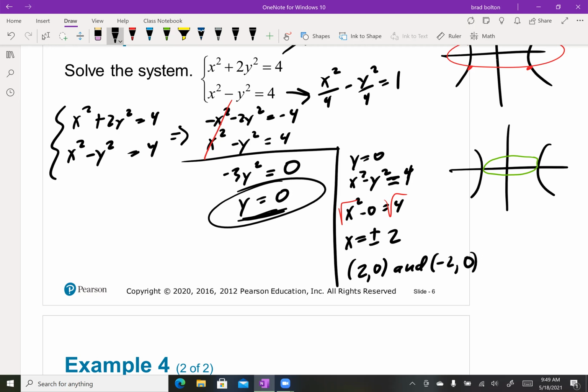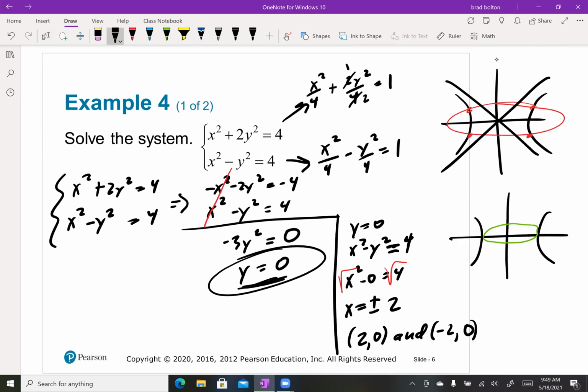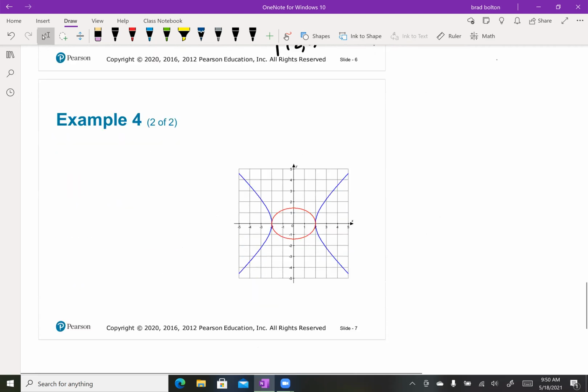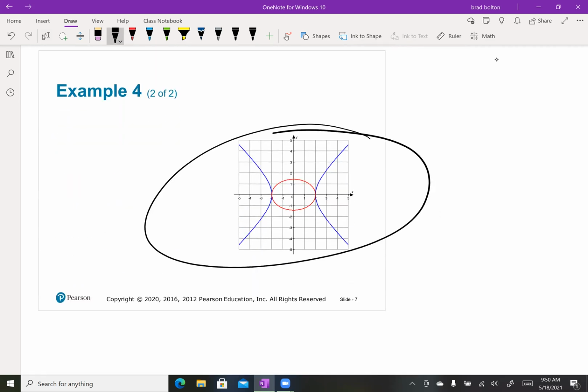So there's not 4 intersections. This is not the situation that happened. It's more like this, where this is negative 2, 0, and this point right here is 2, 0. Again, these are just rough sketches. I'm just trying to show you that knowing a little bit about hyperbolas and ellipses helped me understand what's happening with the intersections. And as you can see in this picture, that's exactly how everything went down. We have the negative 2, 0, and this location right here is 2, 0.